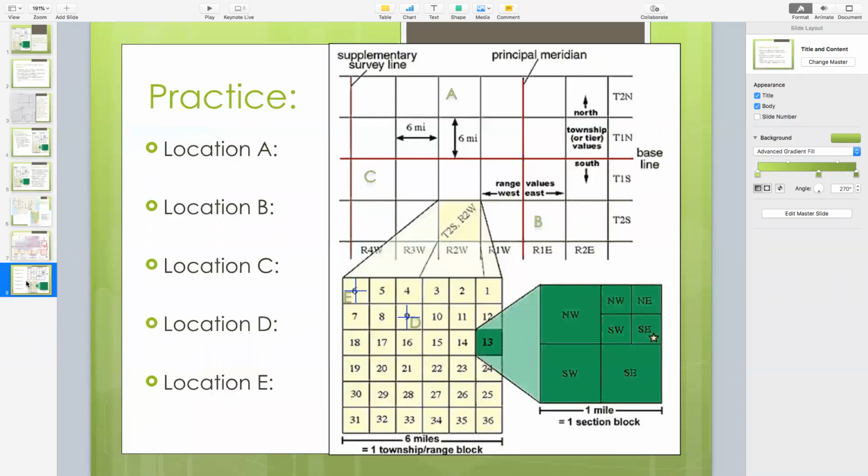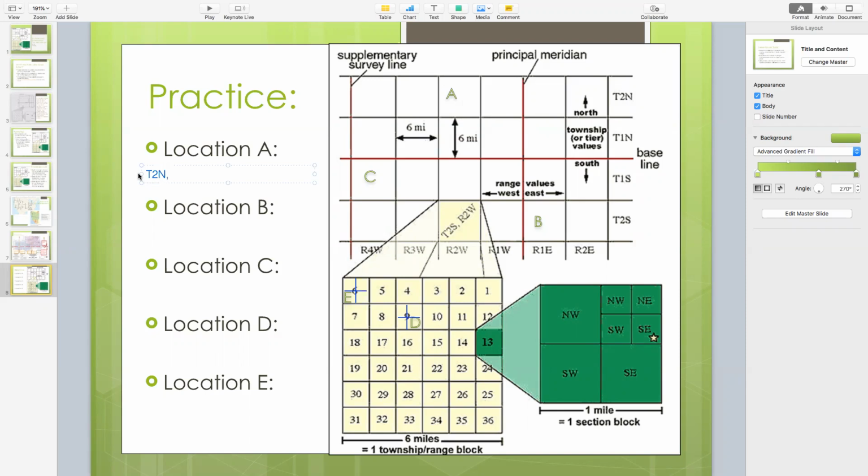All right, so let's do a little practice with this. Let's identify A, B, C, D, and E. So starting with location A, first we want to find our baseline. So here is our baseline highlighted in red. And I am location A up here in this parcel. So I am going to count 1, 2 township spaces north. We would be Township 2 North.